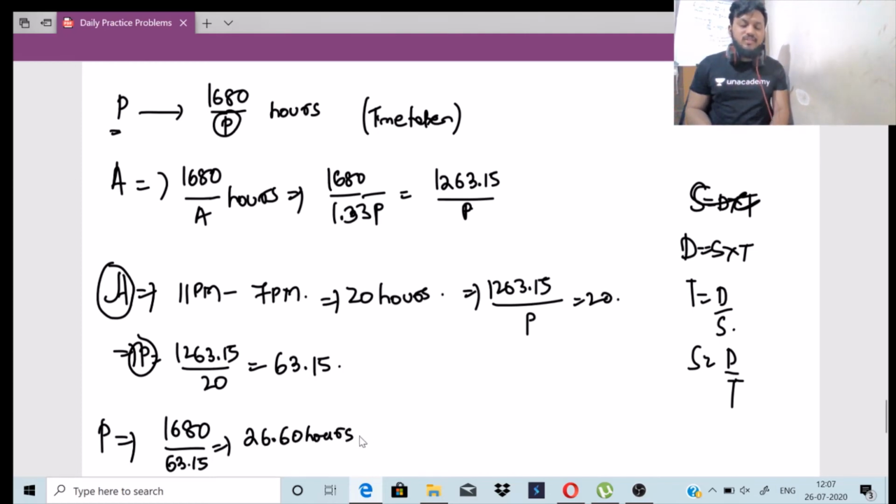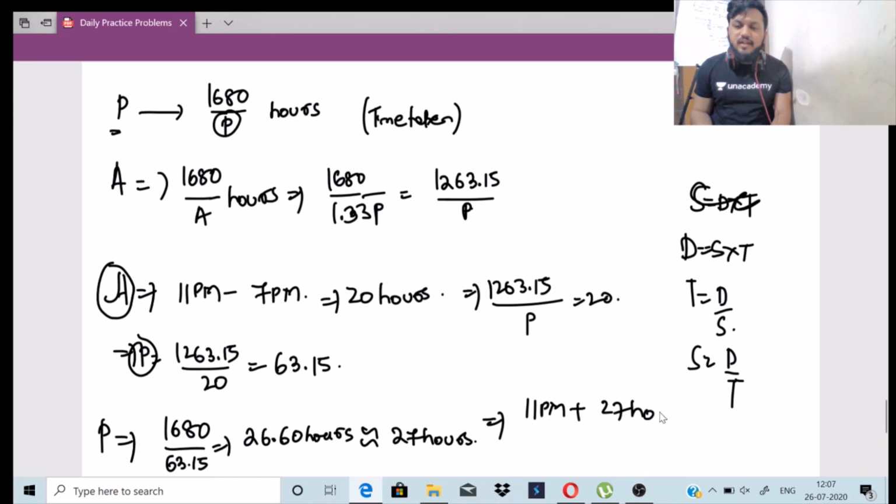If you observe the options carefully, all the options are whole numbers. So 26.5 से ज़्यादा है, so we will approximate it to 27 hours, right? So this is 11 p.m. plus 27 hours. इसका माइनस था, right? So what we were doing, 11 p.m. minus 7 p.m. के लिए -4 निकाल रहे थे, तो इधर extra 3 डालना है, right? 11 p.m. plus 27 hours.